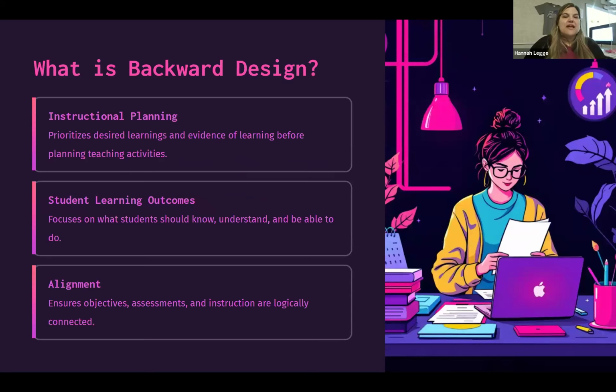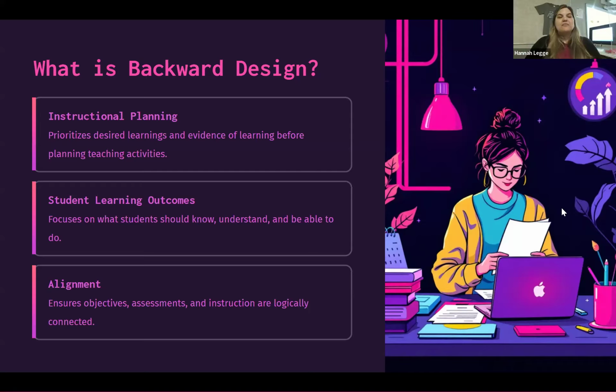So, backwards design is basically instructional planning that prioritizes desired learnings and evidence of learning before planning teaching activities. So, when we think of backwards planning on the big grand scale, we think of those summative assessments like the STAR test. But if you are able to create smaller evidences of learning and plan with those, it starts to kind of build up.